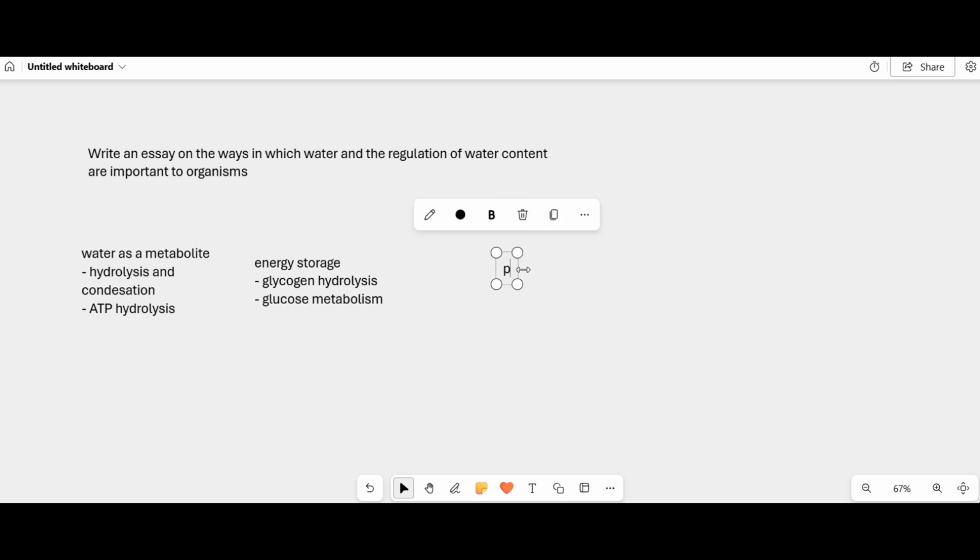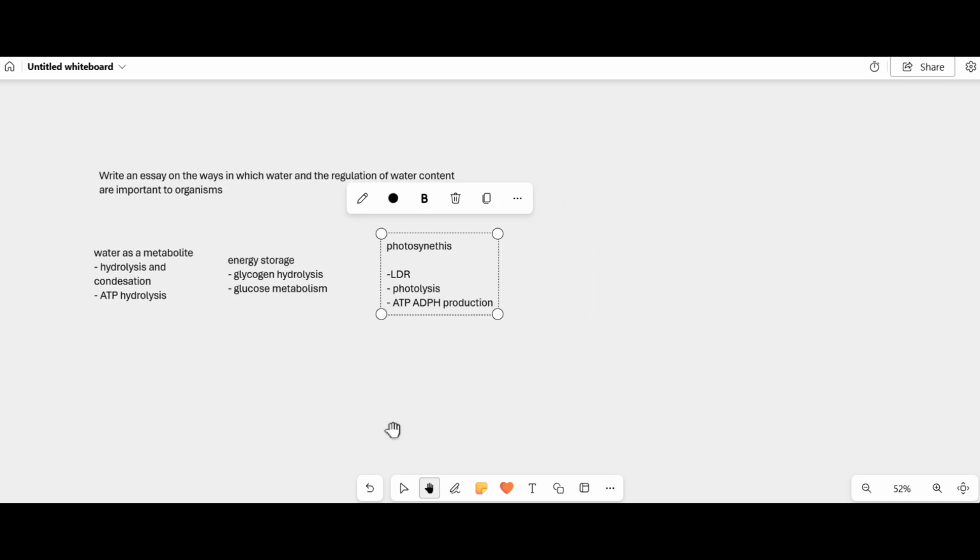Now another thing to talk about, yeah, is photosynthesis, yeah. So that's from a completely different part of the course, yeah. So photosynthesis, yeah. So obviously got the LDR, yeah, which obviously contains water, yeah. Then you also got photolysis, yeah. And then you're also gonna have like ATP and NADPH production, yeah. So all these things here involve water, yeah. Alright, calm. So that's three paragraphs here, right there, yeah.